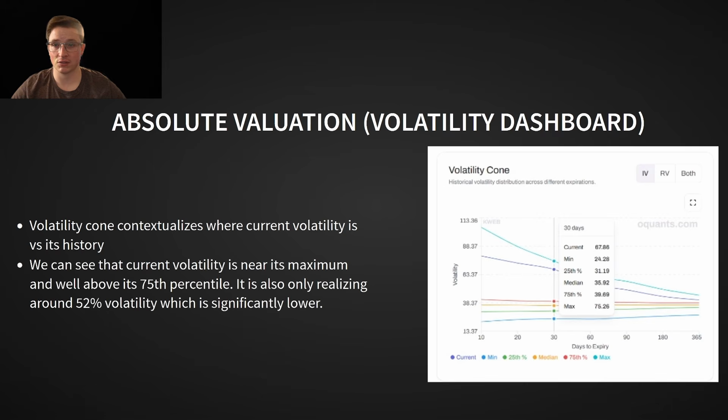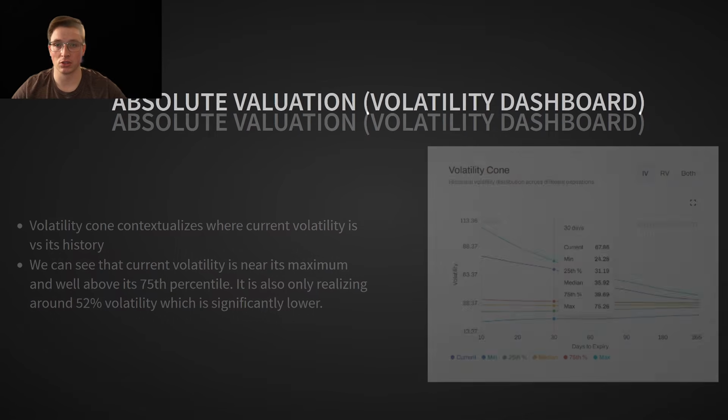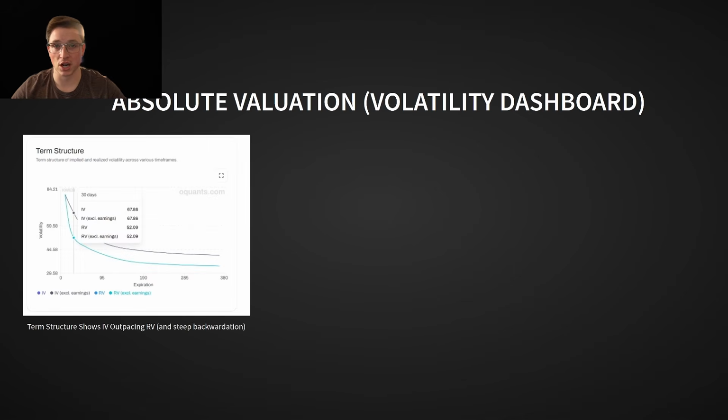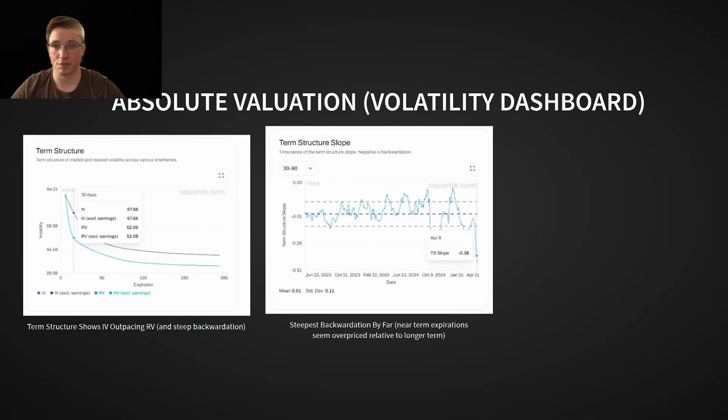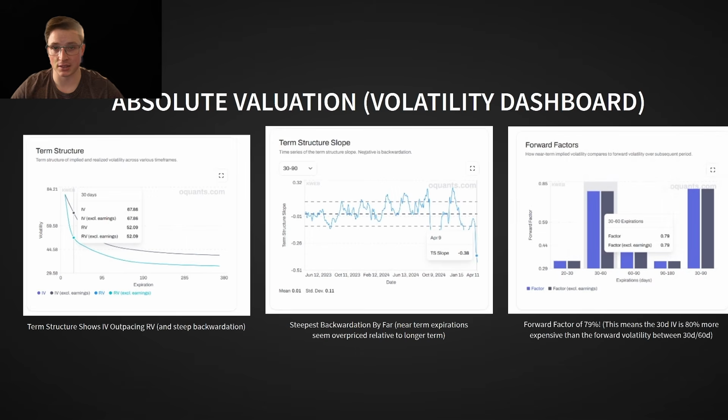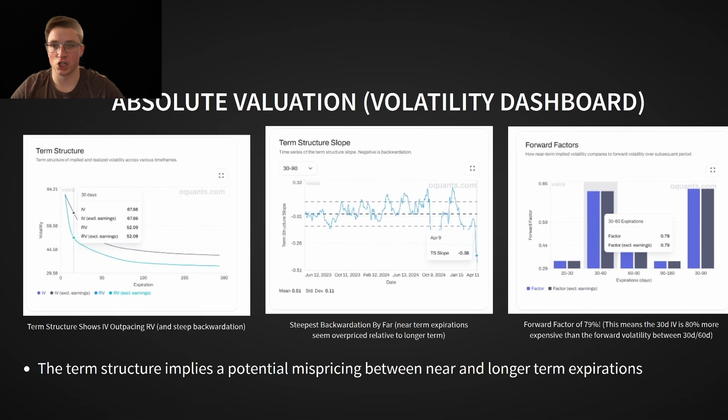Specifically, 30-day realized volatility is hovering around 52%, while 30-day implied is closer to 68%. This mispricing is also visible in the term structure, where the slope is unusually steep. The 30 to 60-day forward factor is approximately 80%, indicating that the market is anticipating a sharp drop in volatility following the upcoming 30-day expiration.